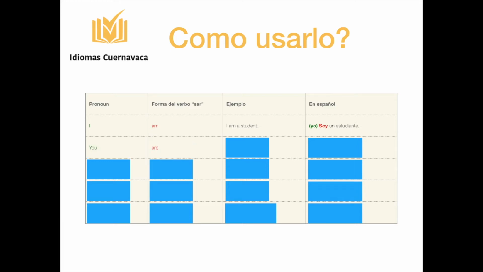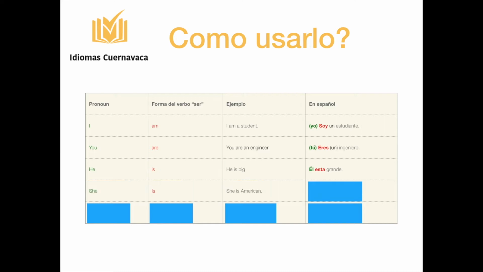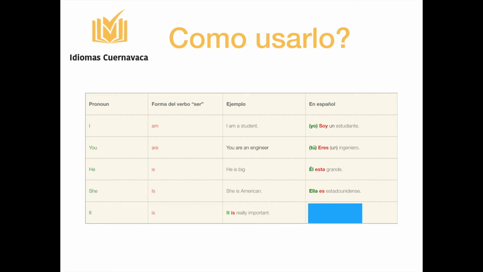Otro ejemplo. You are. You are an engineer. Tú eres un ingeniero. He is. He is big. Él está grande. She is. She is American. Ella es estadounidense. It is. It is really important. Eso es muy importante.